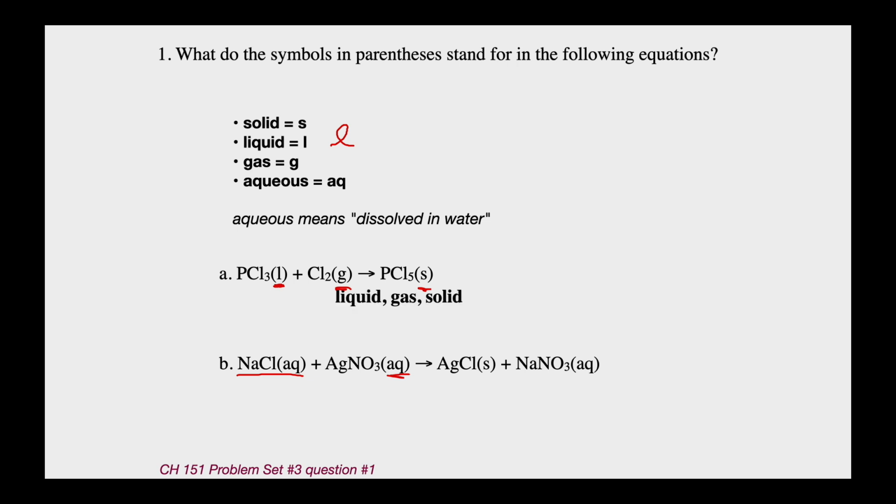So knowing this, you can go through the symbols. On A, of course, L is liquid, G is gas, and S is solid. On B, you've got 3 species which are aqueous, the NaCl, the AgNO3, and the very final NaNO3, but the AgCl is a solid. It's insoluble. You would see it as a solid if you placed it in water.